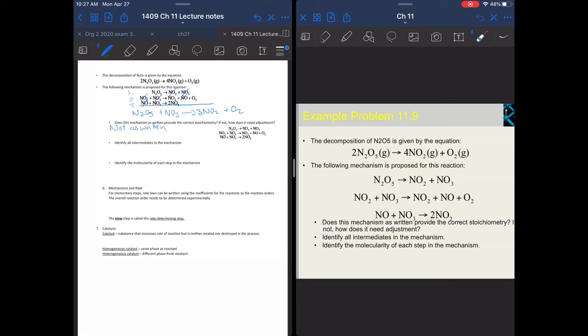The most obvious thing to fix is that we need 2 molecules of N2O5 for this to work. So if I just multiply that first reaction by 2, let's see what that does for us. That gives us 2 moles of N2O5.